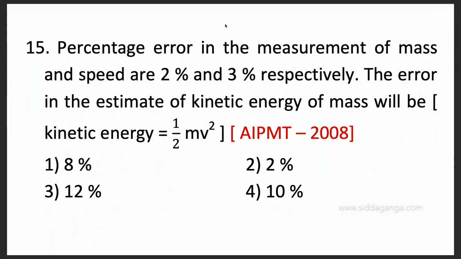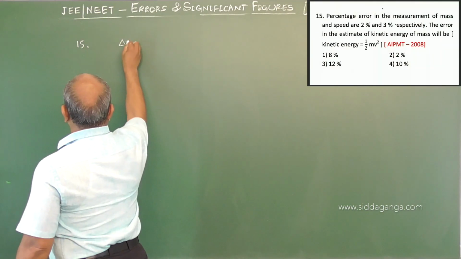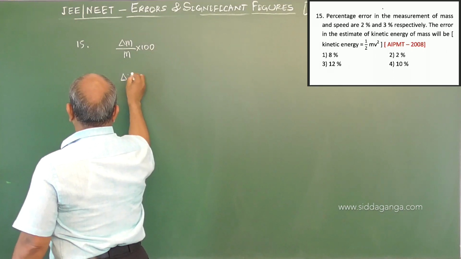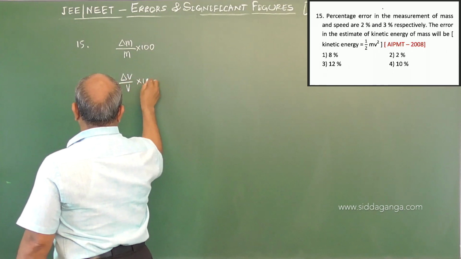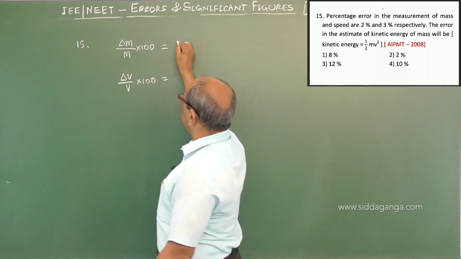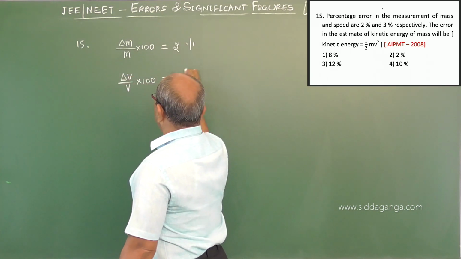So the question, AIPMT 2008: the percentage errors in the measurement of mass and speed are 2% and 3%. Percentage error in mass is delta m by m into 100, and in speed, delta v by v into 100.